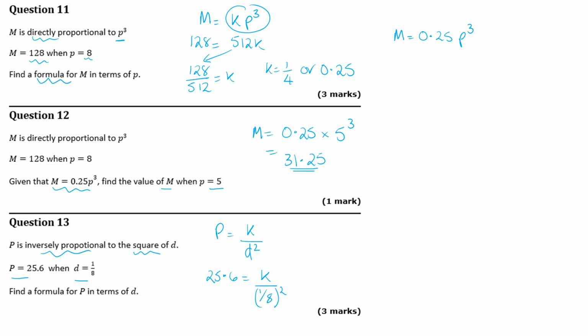So now to find K, we need to cross multiply, and K is going to be 25.6 times 1/8 squared. So 25.6 times 0.125 squared gives us that K is 2/5 or 0.4. So the formula is P is equal to 0.4 over D squared.